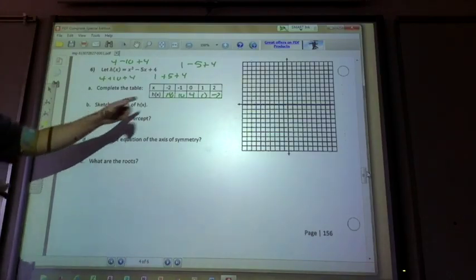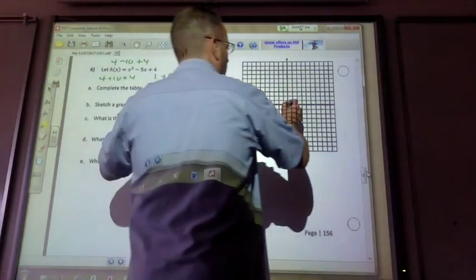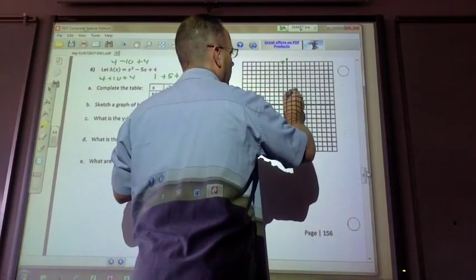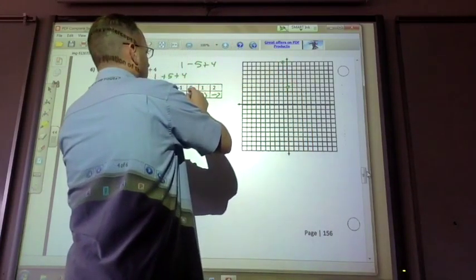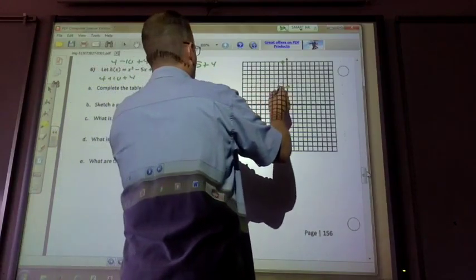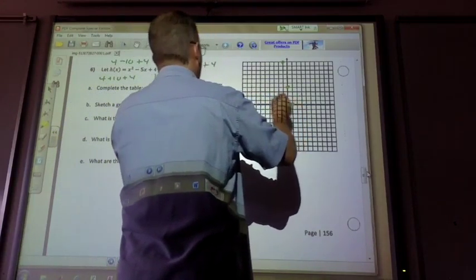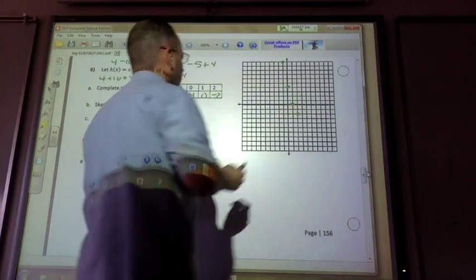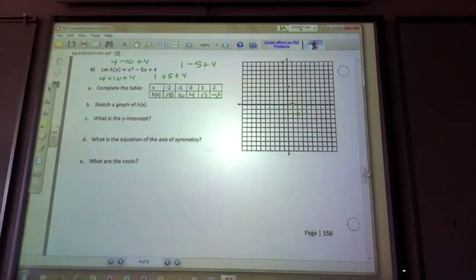Sketch the graph. That one's not going to work. -1, 10 is like here. 0, 4 is like here. 1, 0 is here. And 2, -2 is here. Oh, shoot. Sketch the graph. Do I have enough there to see the graph?